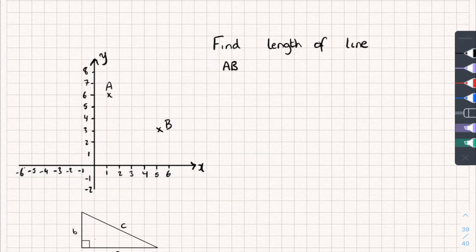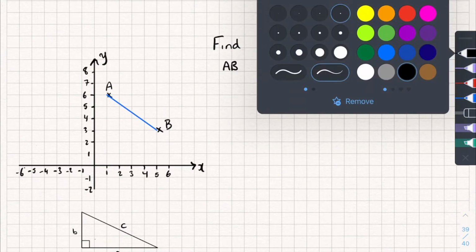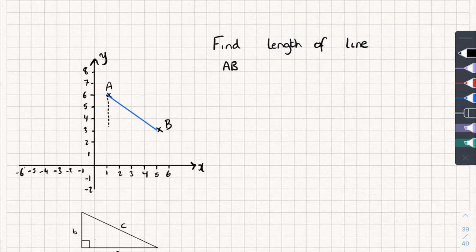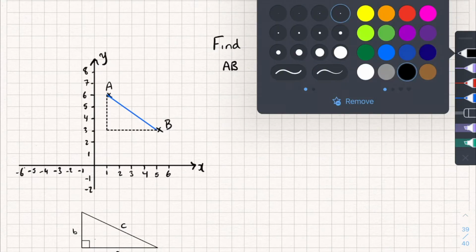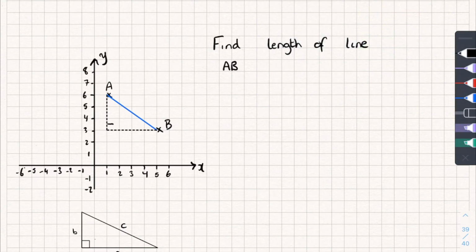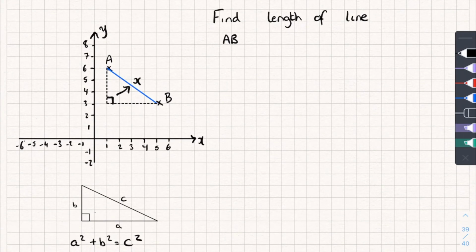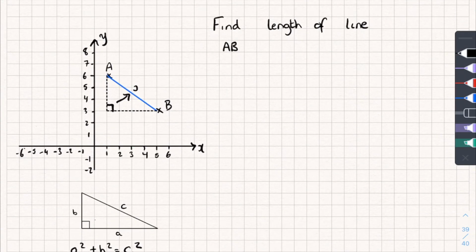This question says, find the length of line AB. So line AB, I'll draw it in blue, will be from A to B, and it will look something like that. We can use Pythagoras because you can imagine, if I draw a dashed line down here and then across, we actually have a right angled triangle. Here is a right angle and we're technically wanting to find this side here, which is the hypotenuse, and that will also tell me the length of the line.